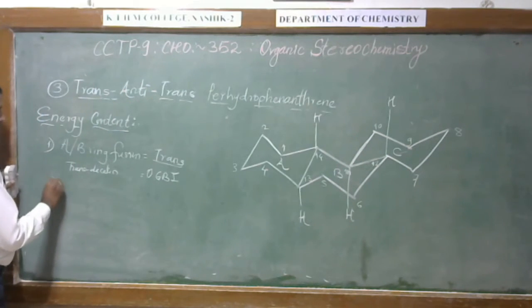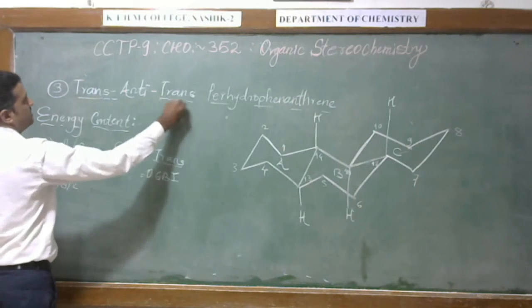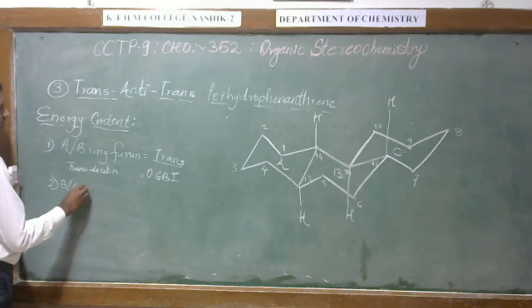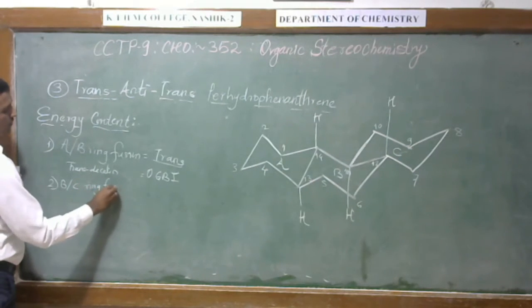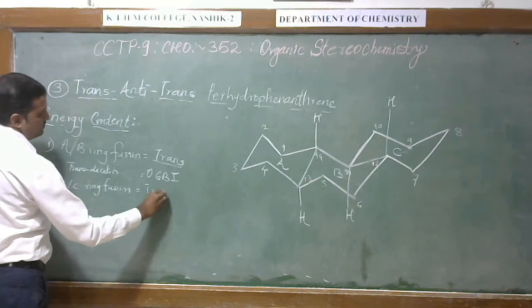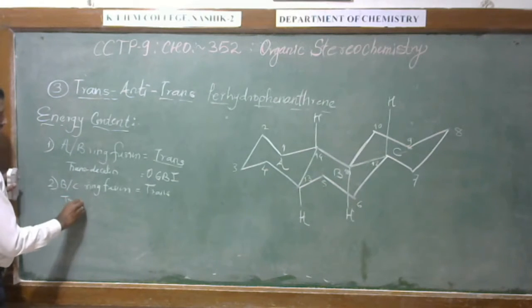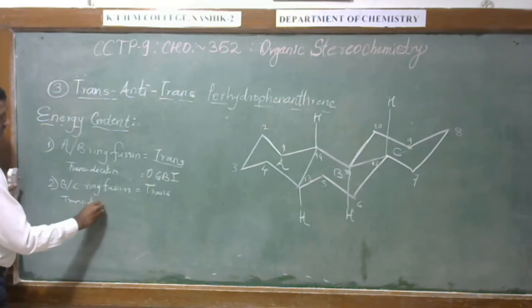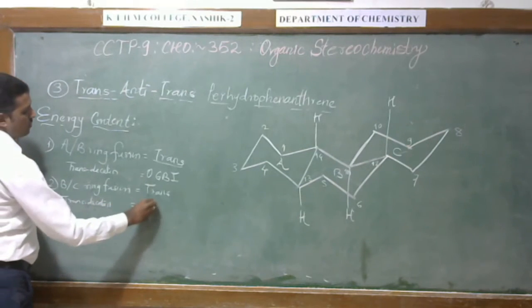Second thing, the BC ring fusion is also in trans condition, and the system is just like a trans decalin system. So again we consider zero gauche interactions.